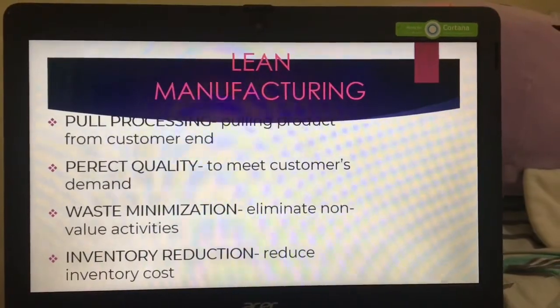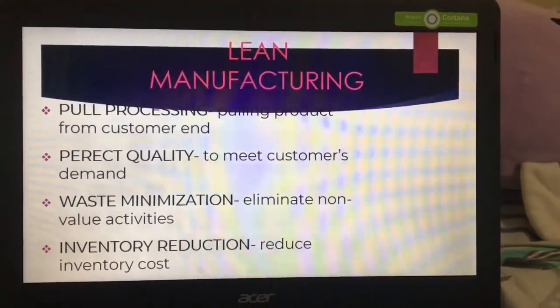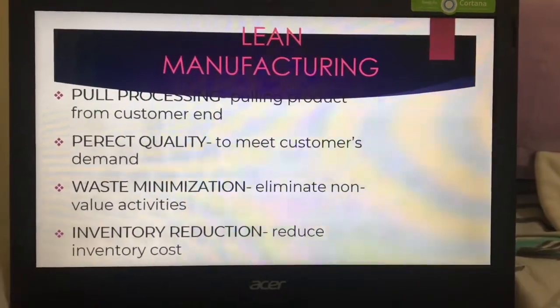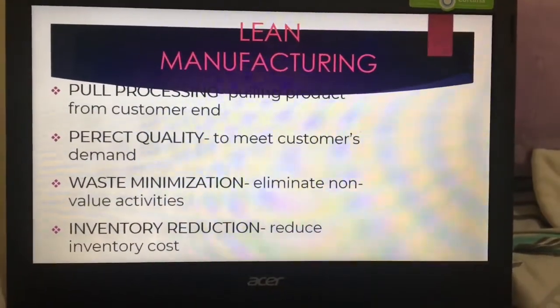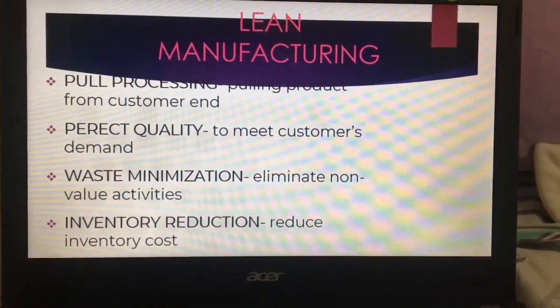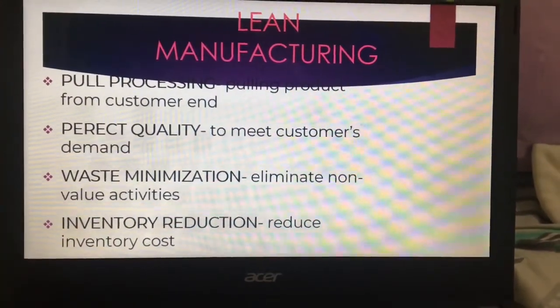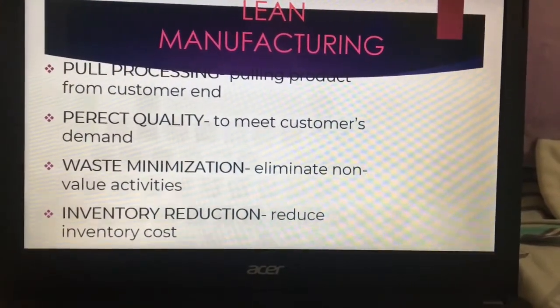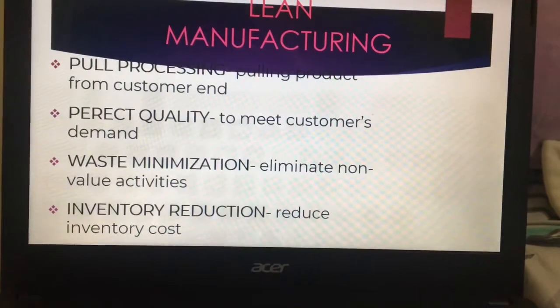Okay, so the next one is about lean manufacturing. It has 7. So the first one is pull processing, which is pulling product from the customer end. It means the inventory arrives in small quantity from vendors several times per day. So they are put into production as capacity downstream becomes available.